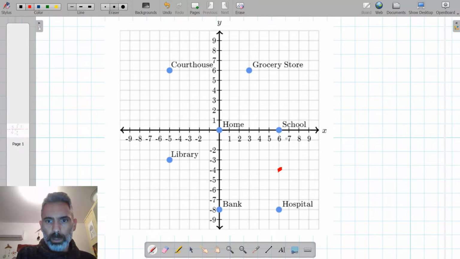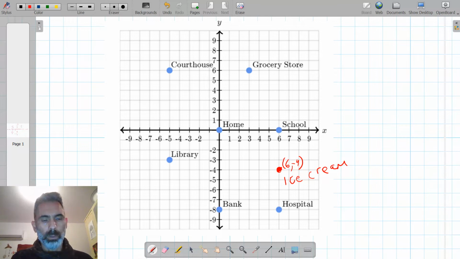Okay, so the x is 6 and the y is -4, and that's the ice cream shop.